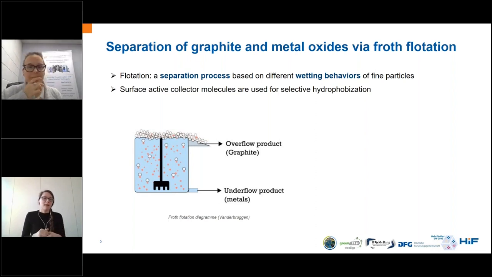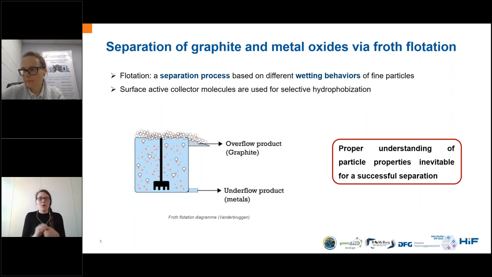Of course, in most cases, especially in mineral processing, the desired material that you want to float is not the one which is hydrophobic. So this is why we have a huge playground of reagents. We use surface active collector molecules, which attach selectively on certain minerals and make them hydrophobic. Because the whole process has a lot to do with surface properties, and also in general, for any kind of separation of materials, you really need to understand the particles and the material that you're working with in order to be able to successfully and effectively separate them.